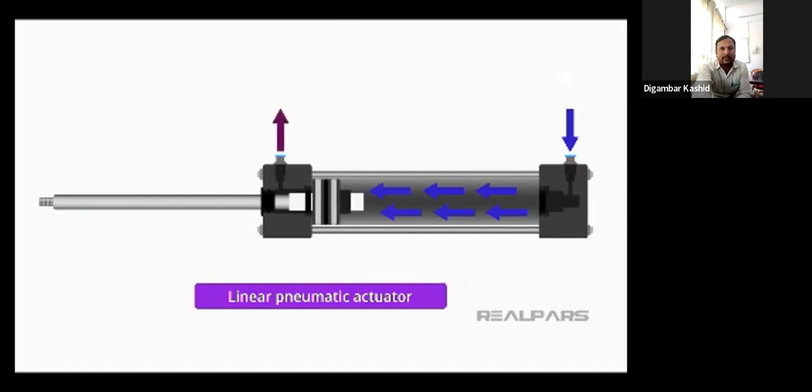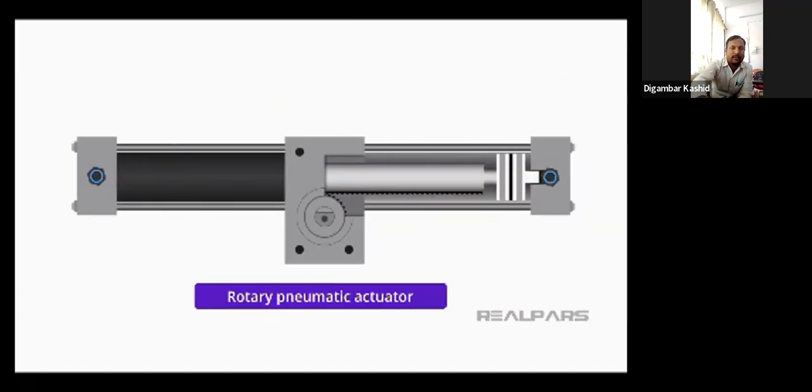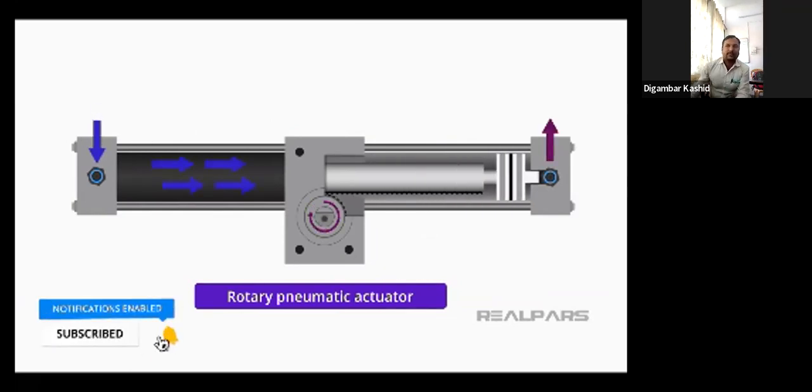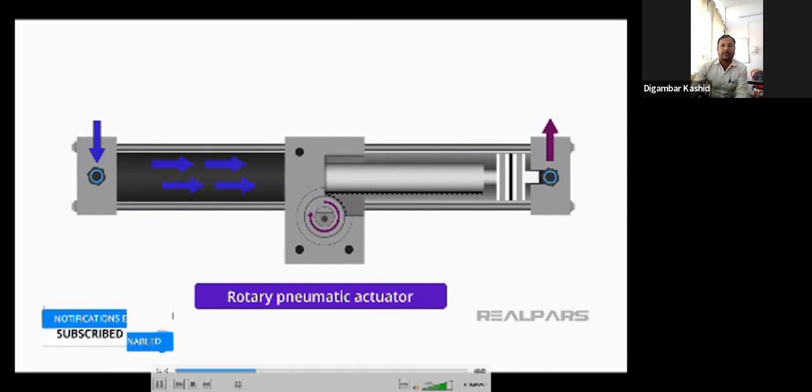Pneumatic energy source. A rotary pneumatic actuator can make something move in a circular motion. For example, a rod in a rack and pinion drive system is used to produce rotary motion.